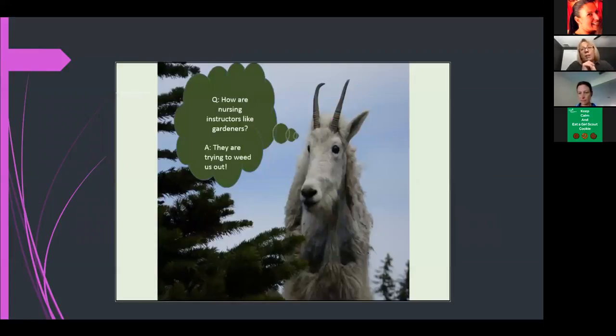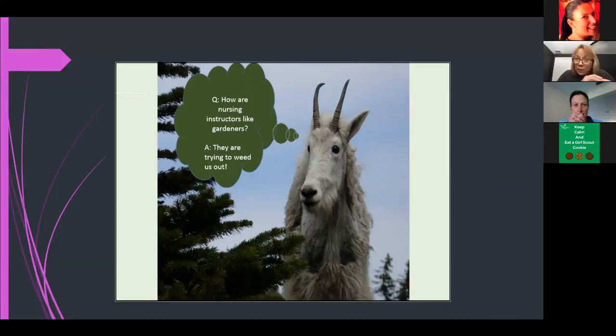Because we all know that students think that we sit up all night deciding who we're going to pick on tomorrow and get them out. So the joke is, how are nursing instructors like gardeners? Because they try to weed us out. And that's been a long-standing feeling, I think, in nursing education anyway, maybe not in other professions. But I think getting feedback has a negative connotation for students.